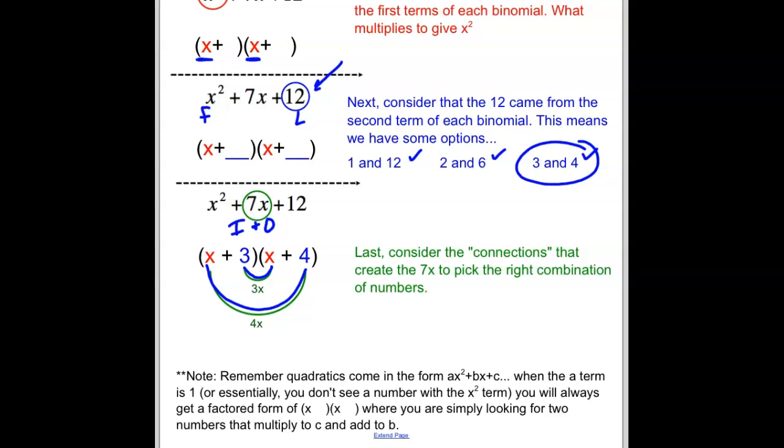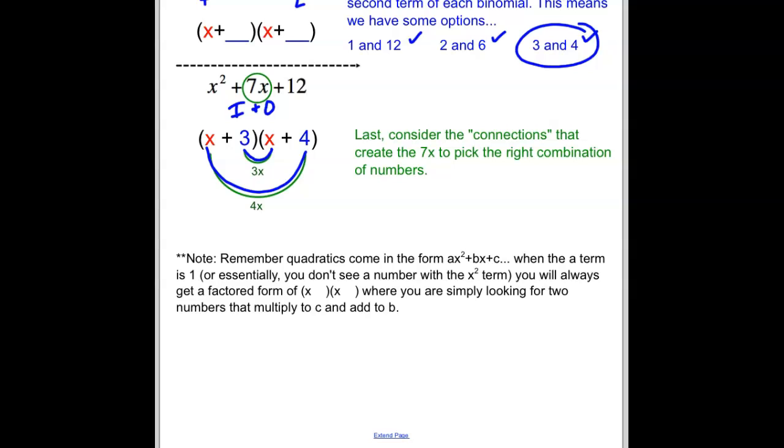Remember that quadratics come in the form of ax squared plus bx plus c. When your a term is 1, or when you really don't see a number in front of it, it just looks like a plain x squared, it's always going to break down into two factors that start with an x. And then we are simply looking for numbers that multiply to be the last number, the c value, and add up to our b value. So they have to multiply to be c, and they have to add up to b, as long as your a value is just a 1.